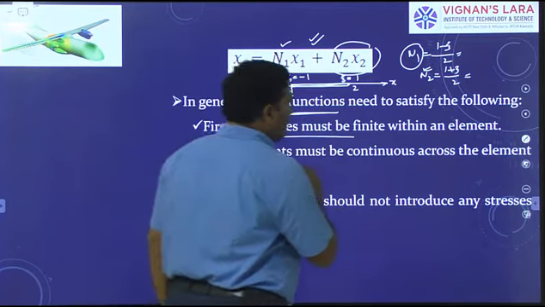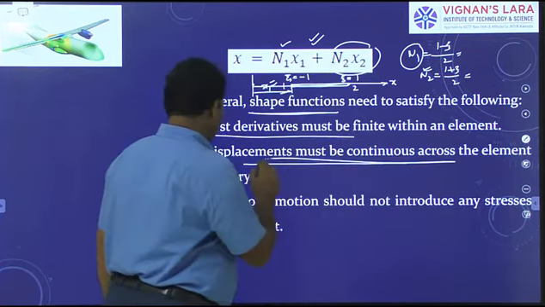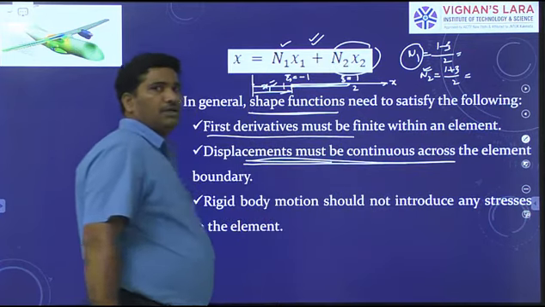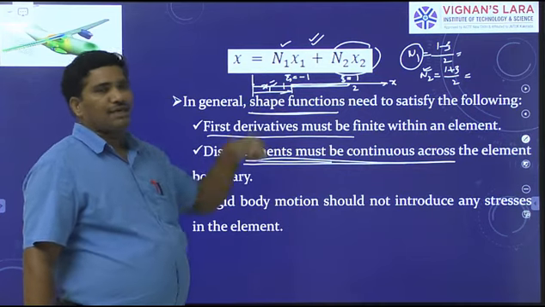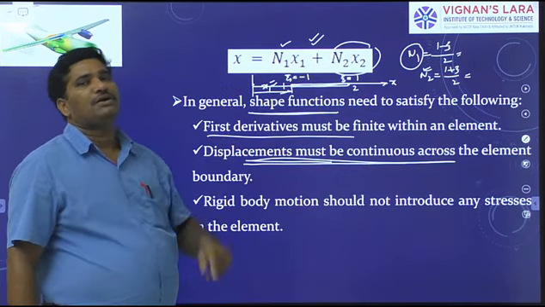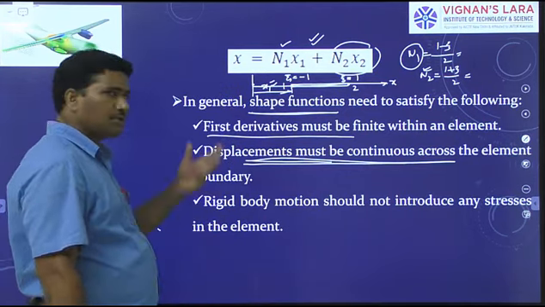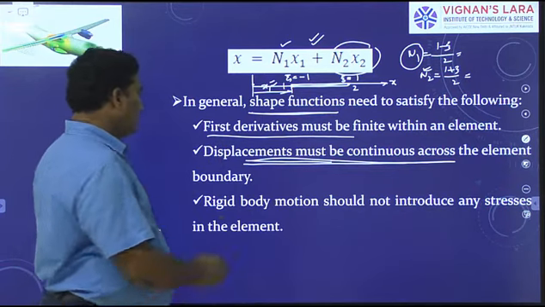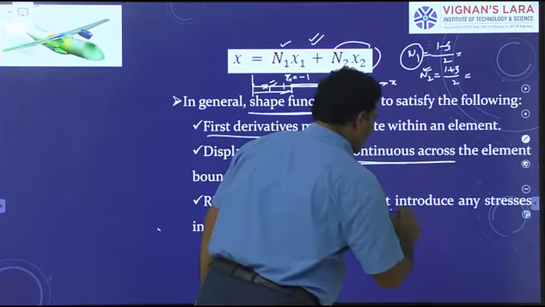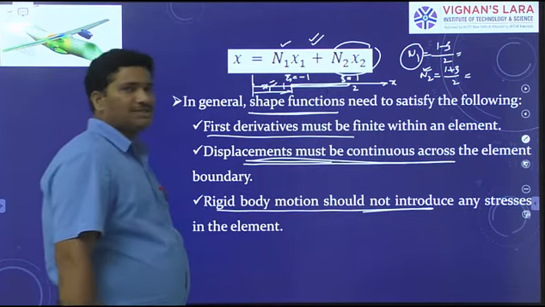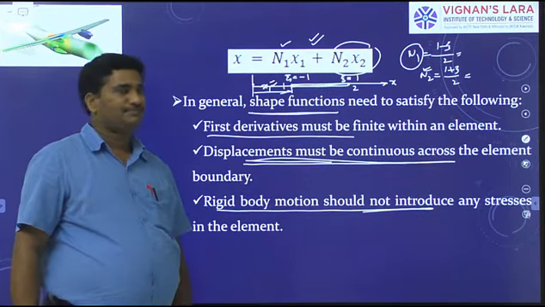Displacements must be continuous across the element boundary. When we use these shape functions, the displacements are continuous. That also we can check. Next, rigid body motion should not introduce any stresses in the element.